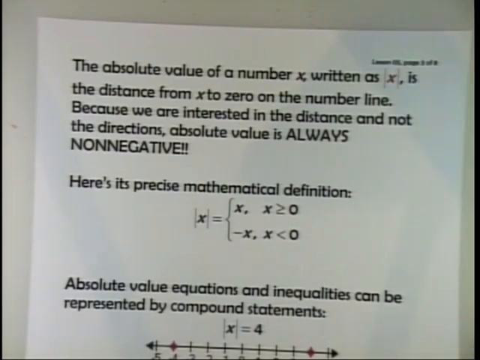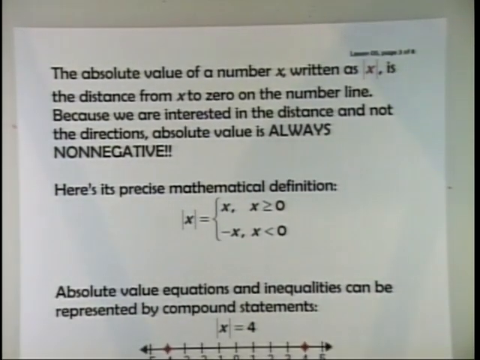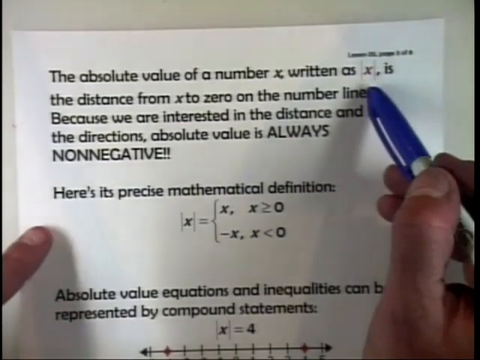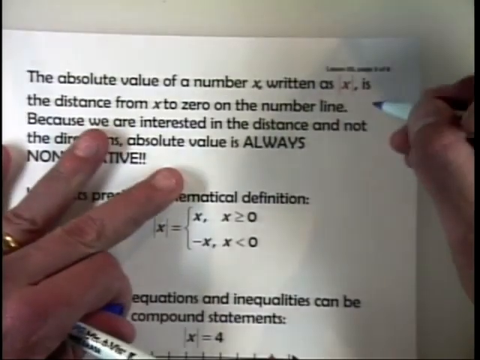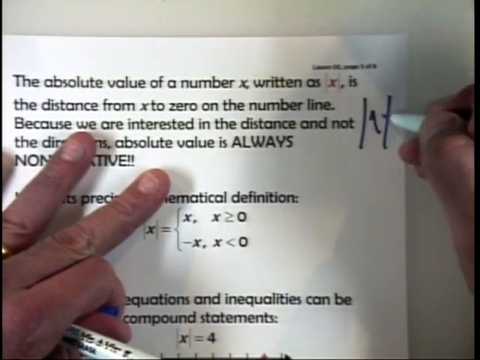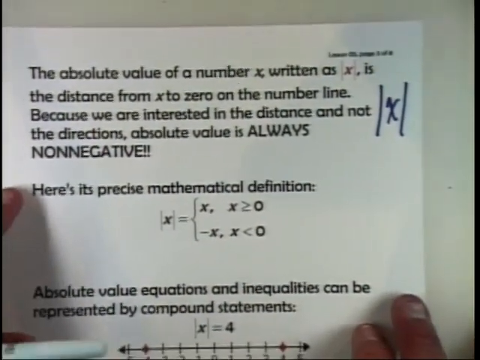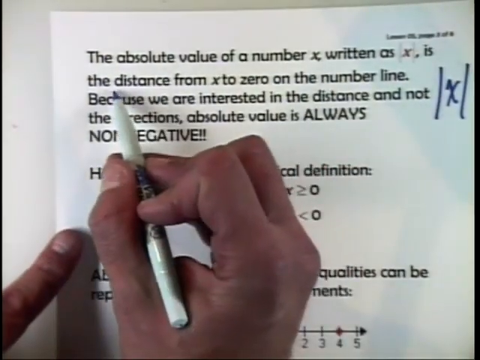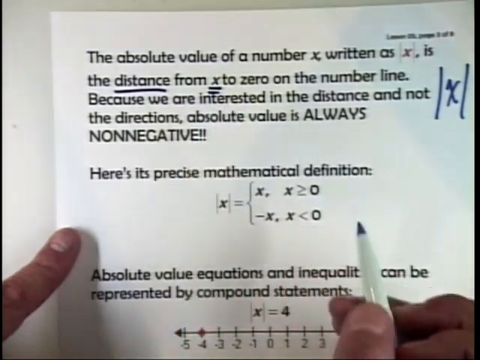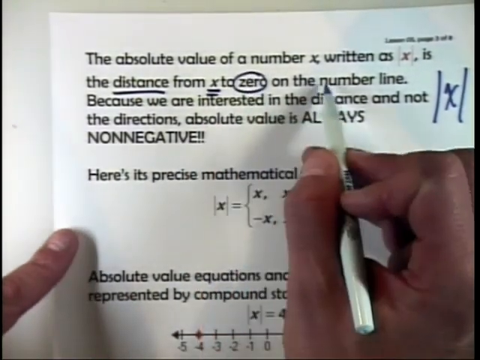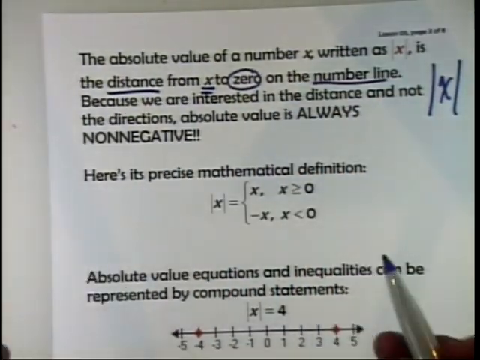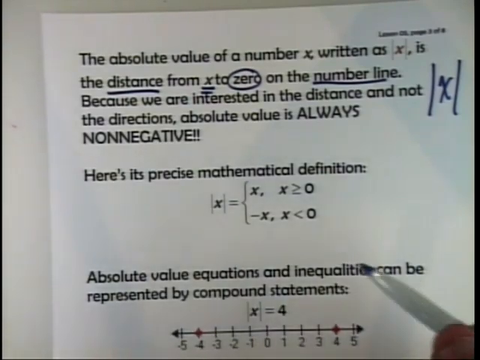So what is the absolute value anyway? Well, the absolute value of a number, call it x, is denoted like this. It's basically two vertical bars with the x in between. That's the symbol for the absolute value. It's defined to be the distance from x to the number 0 on the number line. Okay, so it's a distance from 0 to a number on the number line.